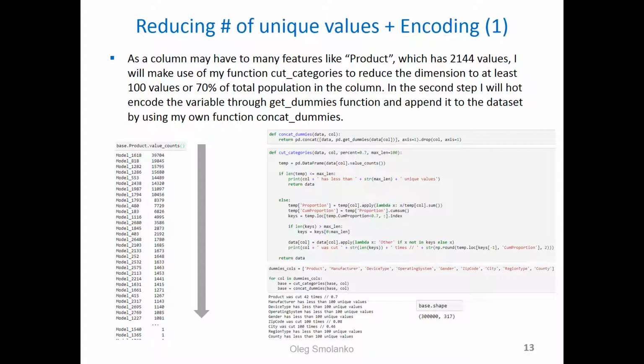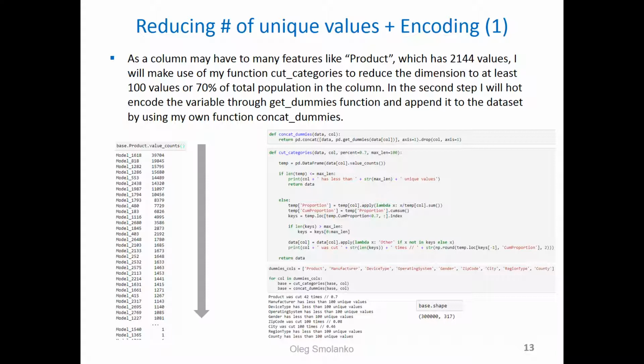We also need to hot encode the discrete variables. However, if we look at the product column, we have 2144 values. And it turns out that, for example, one model of the mobile phone appears only one time in the dataset. Encoding that column is probably meaningless for the model.